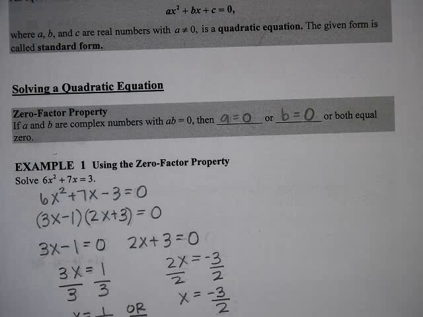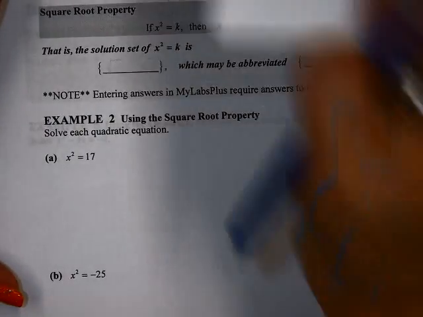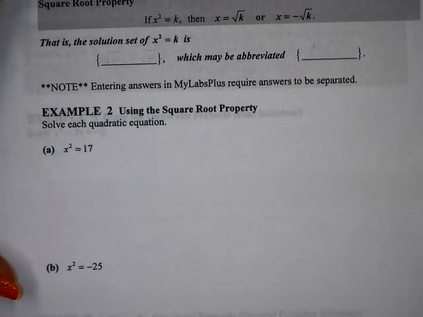So again, using the zero factor property, then you want to first make sure that it is written in standard form. And once you factor that, then you want to set each factor equal to 0 and solve for x. Before we move into example 2, then we're going to talk about the square root property. I'm going to move this page out of the way.